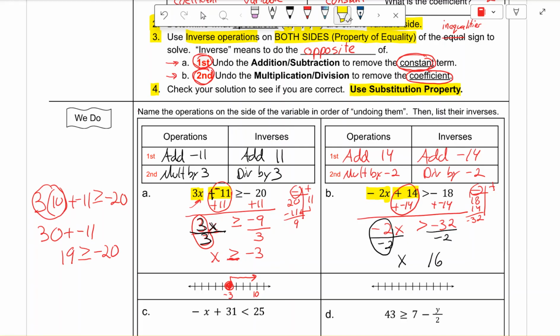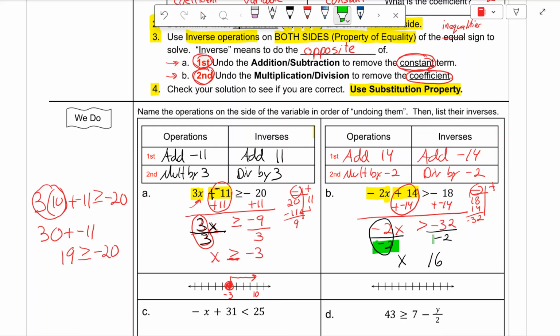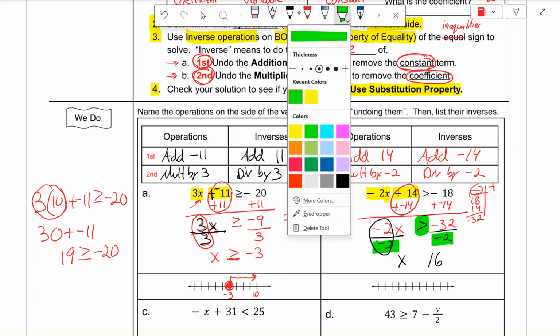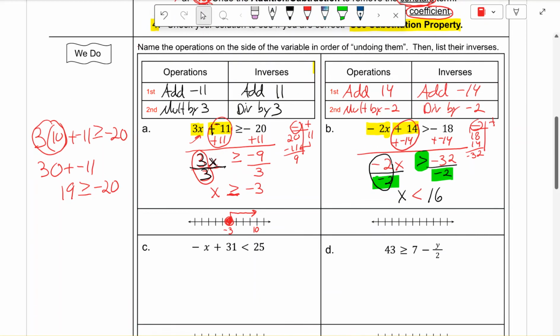But wait, do you remember our last lesson? Whenever we divide both sides by a negative, something happens to the sign. And that is to reverse it. Now let's see about graphing this. So we're going to go in the middle, call it 16. It's going to be an open circle, and x is less than, so we're going to go to the left.